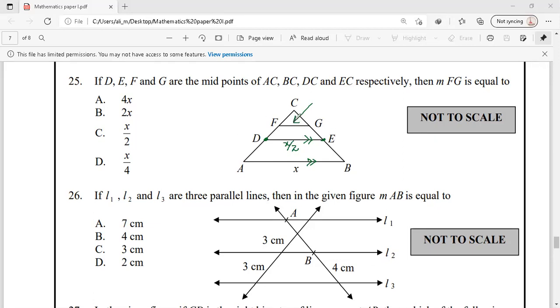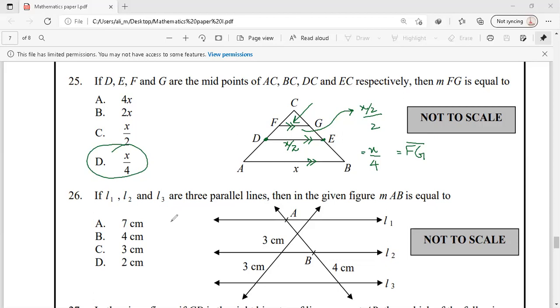Similarly, F and G are the midpoints. This means that this line will be parallel to the line DE and its value will be equal to half of x over 2. So overall, the value of this line would be x over 4, that is FG. So the right answer is option D.